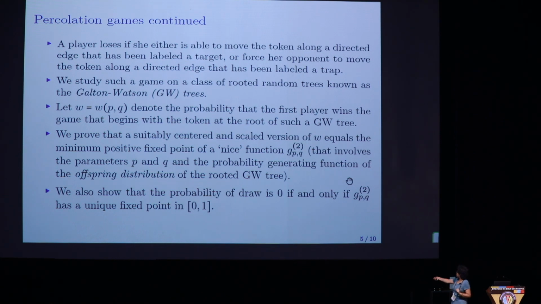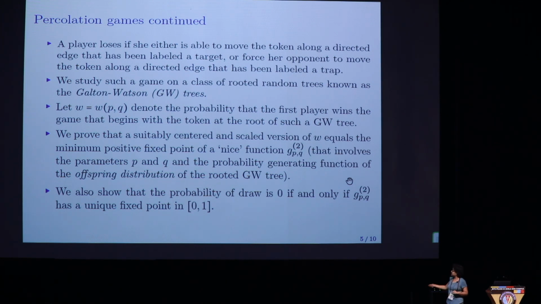But the interesting thing is the last thing. We show that the probability of draw in this game, on this percolation game on rooted Galton-Watson trees, is 0 if and only if this same function that we saw here, written in this weird manner because it's the composition of the same function with itself, G_PQ composed with itself. That's why I wrote a 2 as a superscript. This function has a unique fixed point.